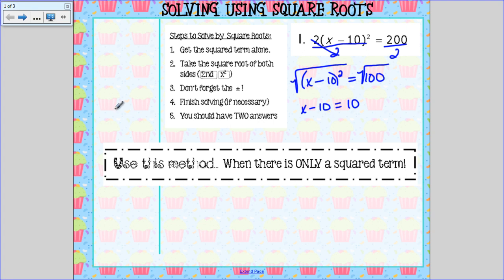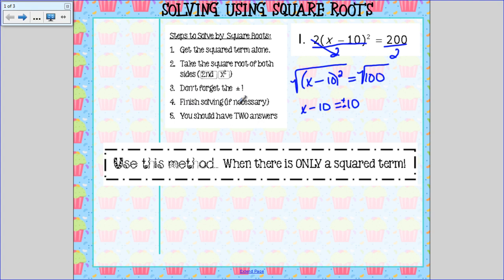What this says here for number 3 is don't forget the plus minus. That means when I take the square root of 100, there are really two answers: a positive 10 and a negative 10. If I do positive 10 times positive 10, it makes positive 100. And if I do negative 10 times negative 10, that's also a positive 100. So when I take the square root of a number, it could be either the positive or the negative, because they will both work. So we have to include them both.